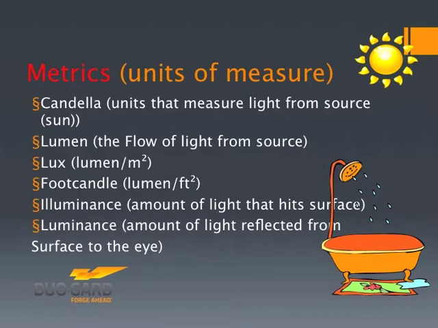We've got lux, which is measured in lumens per meter squared, and foot candles, which is measured in lumens per foot squared. Same unit, just a different form of measurement. So we have illuminance, which is the amount of light that hits the surface, and luminance, that is the amount of light reflected from the surface.